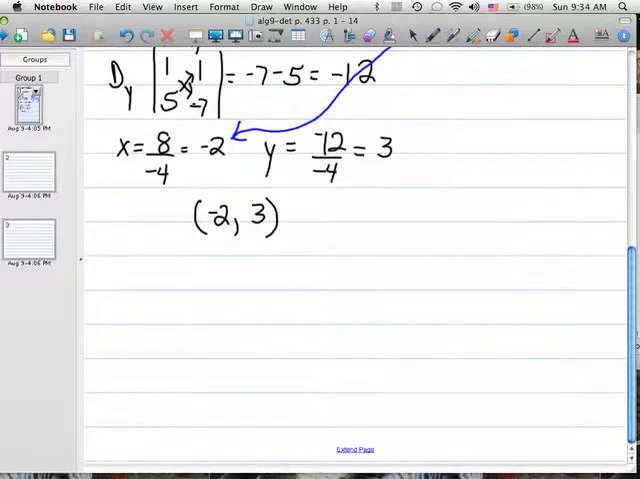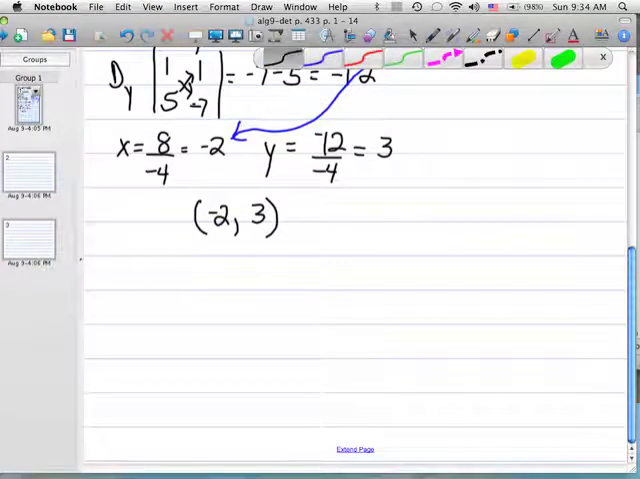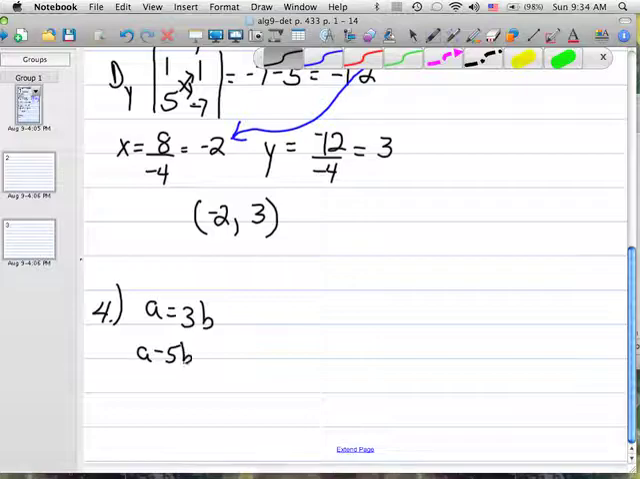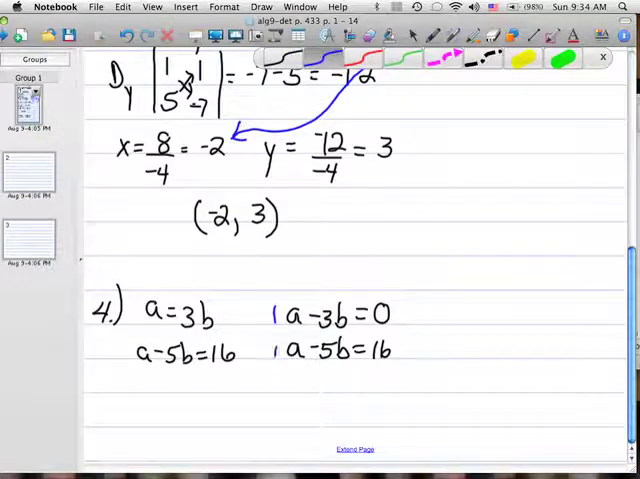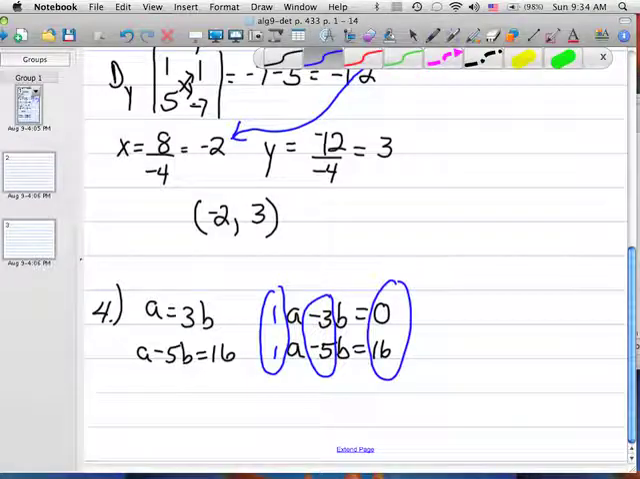Problem number 4. The system is a equals 3b and a minus 5b equals 16. So the second one's okay, the first one's not. So we've got to get it in standard form. a's fine, bring over the 3b, so subtract it, equals 0. So if I take away 3b from this side, I have 0. And then I have a minus 5b equals 16. So the numbers in front are 1 and 1. That's my x column, negative 3 and negative 5, and my constants are 0, 16.